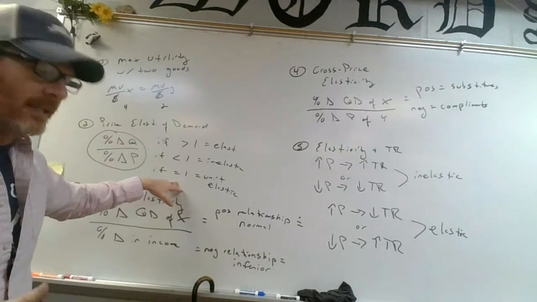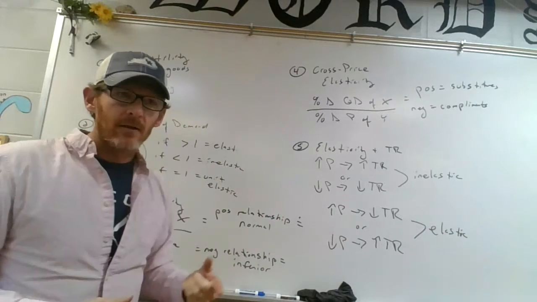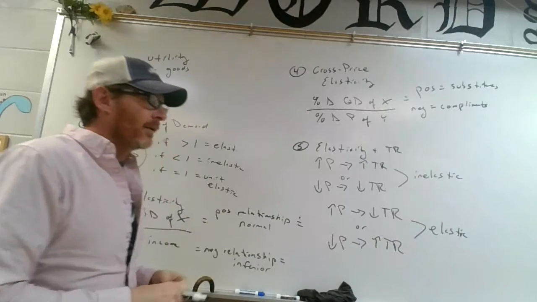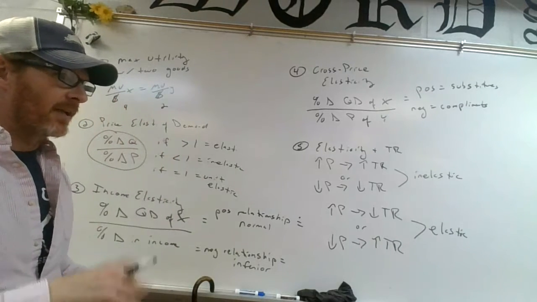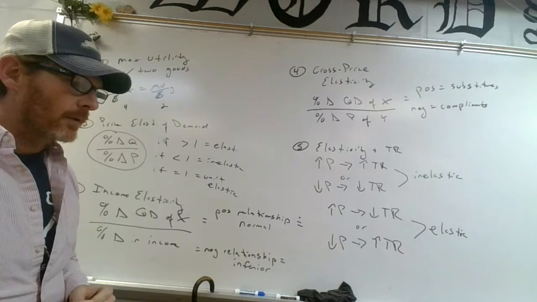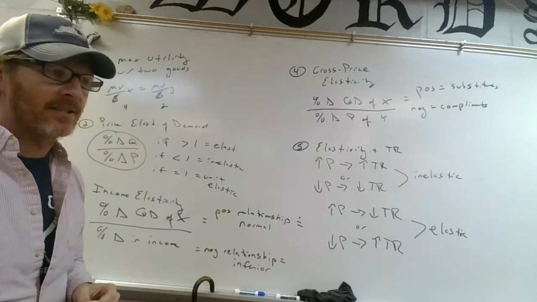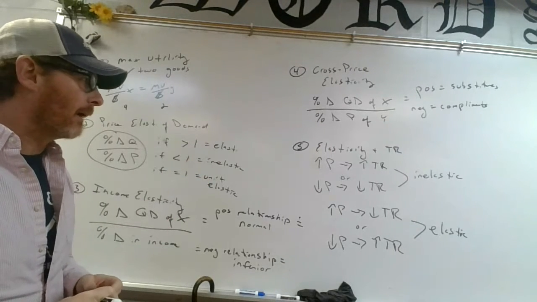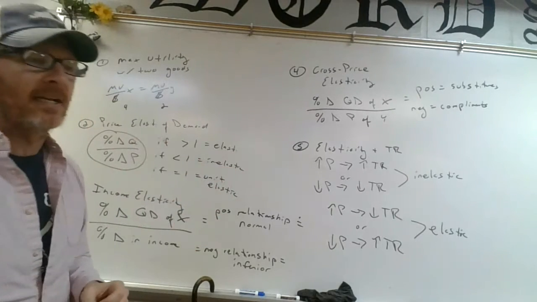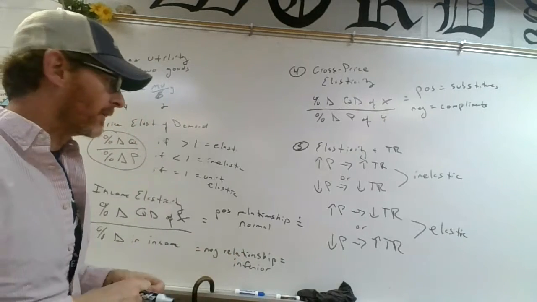And remember, the determinants of elasticity are, first, if it's a necessity: the more necessary, the higher the inelasticity; the less necessary, the more elastic. Second, substitutes: the more substitutes, the more elasticity; the less substitutes, the more inelasticity. And then the percent of income of the good being purchased. If it's not very expensive, then you'll buy more of it, and the price is less important, which makes it inelastic. I'm going to make another video of that, though, with the determinants and showing you this.